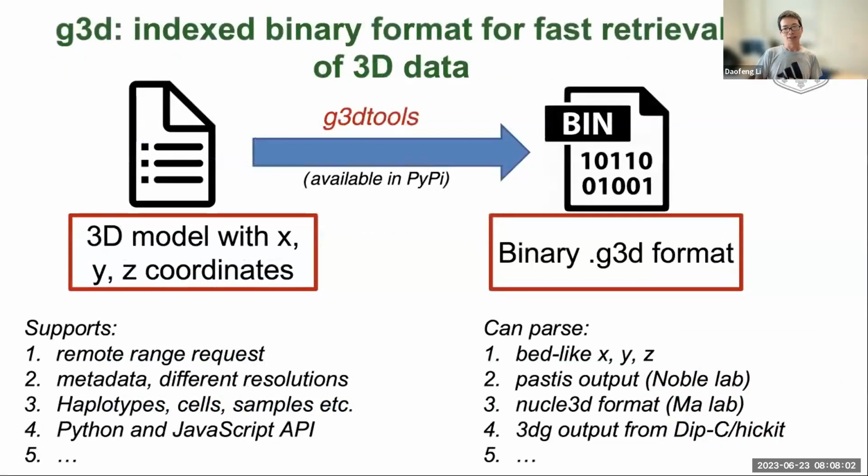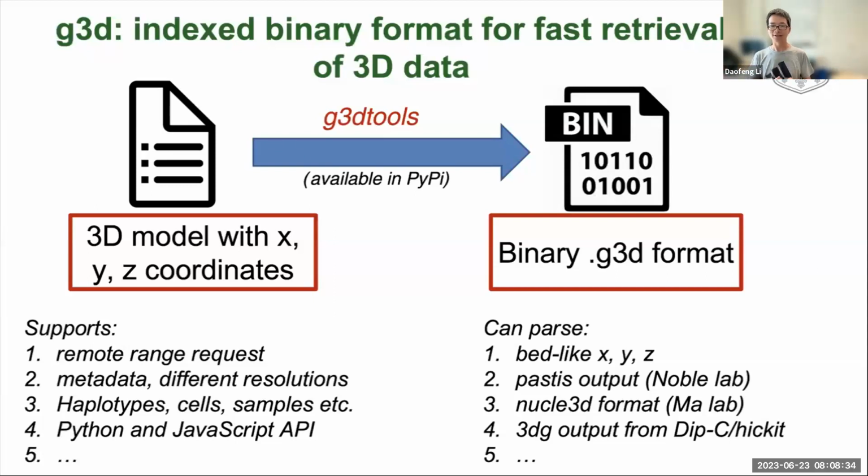So like I mentioned, we designed the G3D file format to host the 3D model, which is an indexed binary format for faster retrieval of 3D data over the web. We also developed this command line tool called G3D tools, which is available in the Python Package Index, and it can be used to convert any 3D model with XYZ coordinates to the binary G3D format.